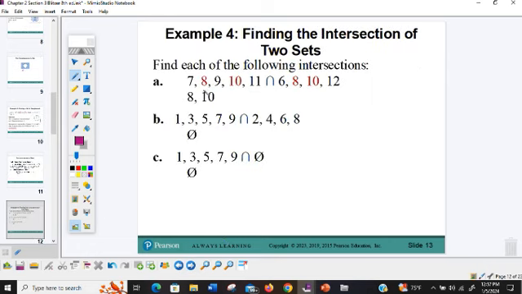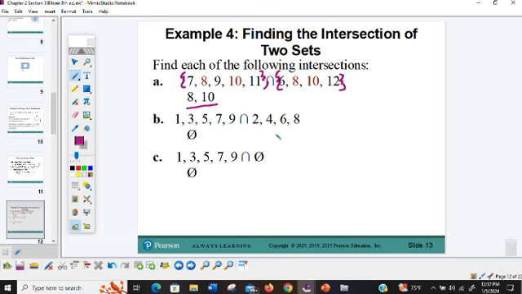So this one says you have 7, 8, 9, 10, 11, and you want to intersect that with 6, 8, 10, 12. What is in both of them? The 8 and the 10 would be your answer. And there's supposed to be set brackets in here, you guys, but they did not copy over. So just pretend they're there, okay? So we have set 1, 3, 5, 7, 9, and we want to see what it has in common. What's the intersection with 2, 4, 6, 8? So it has to be one and the other.